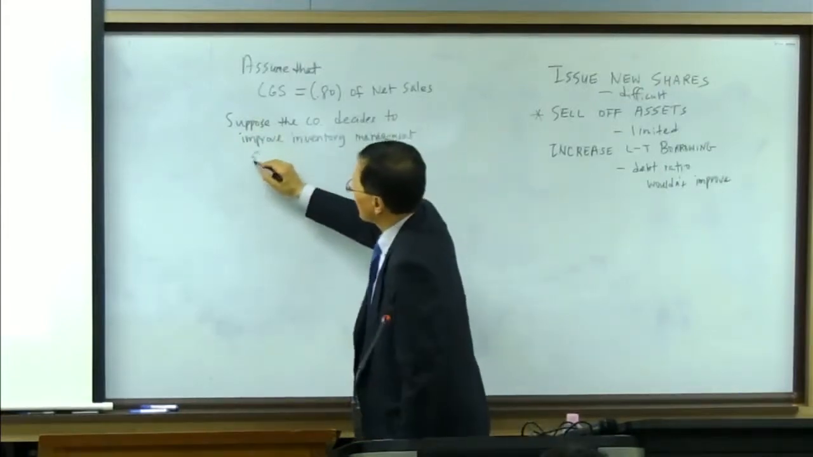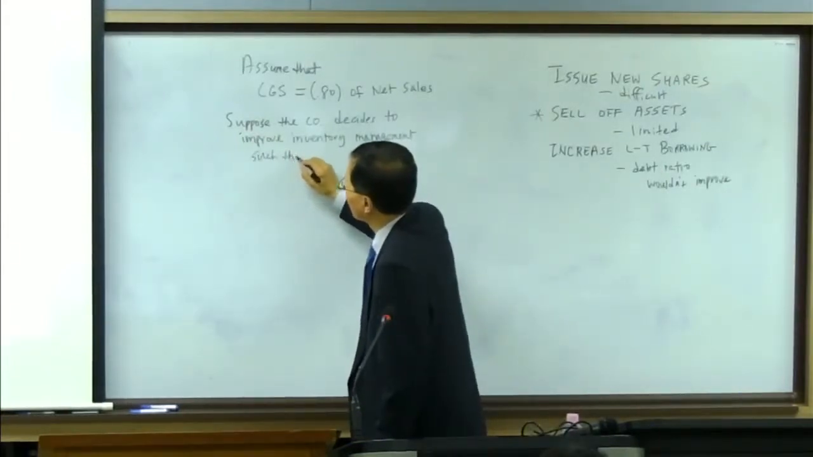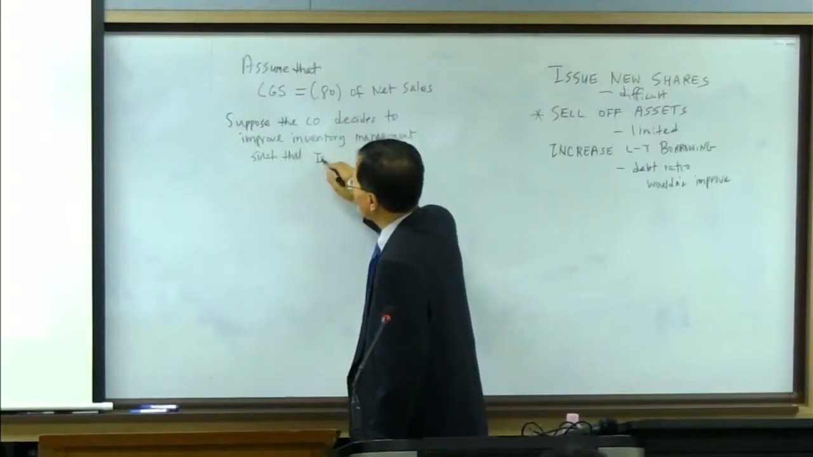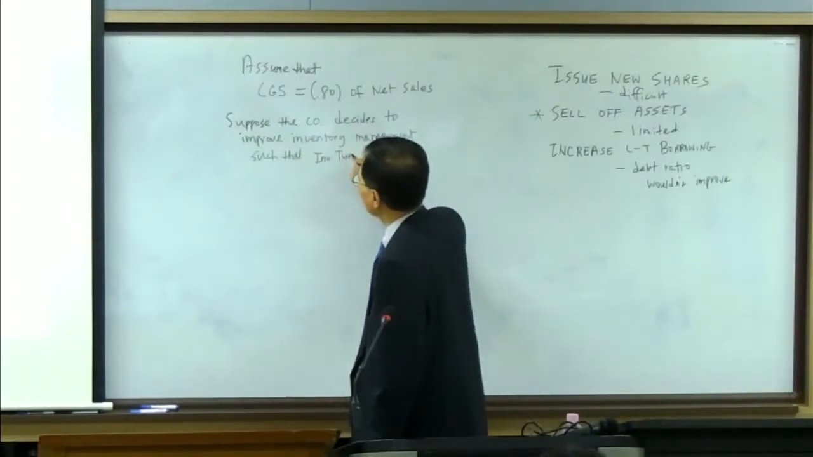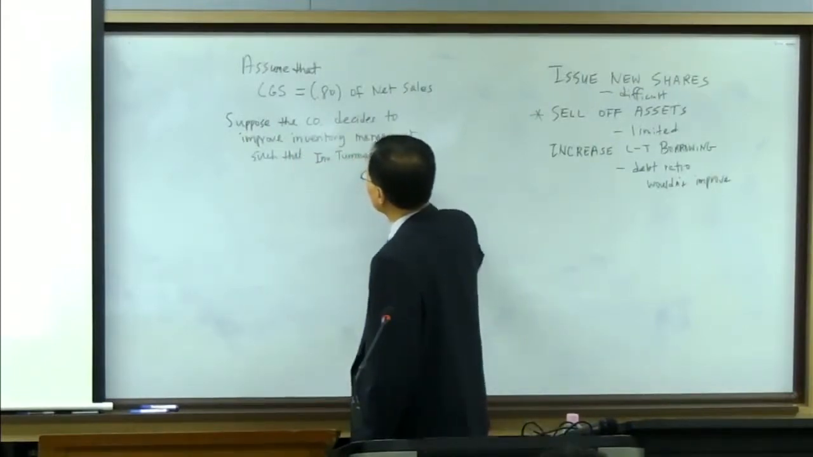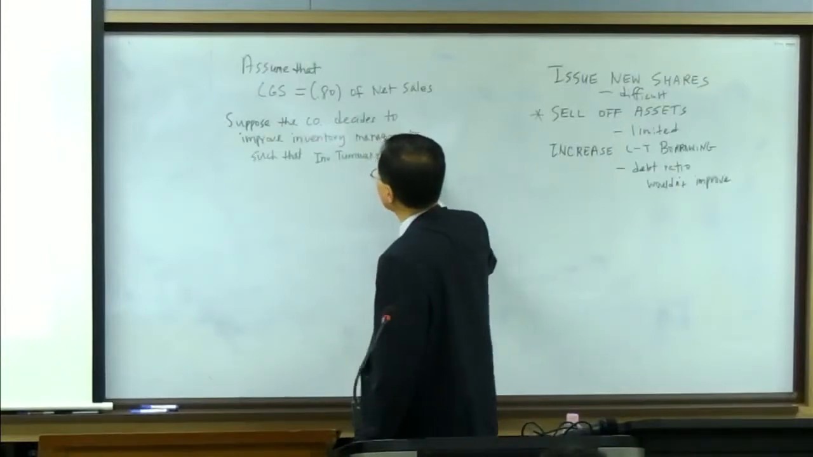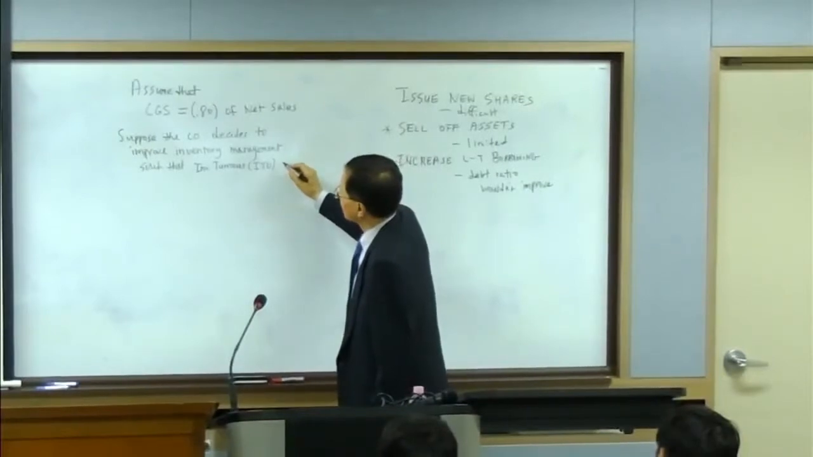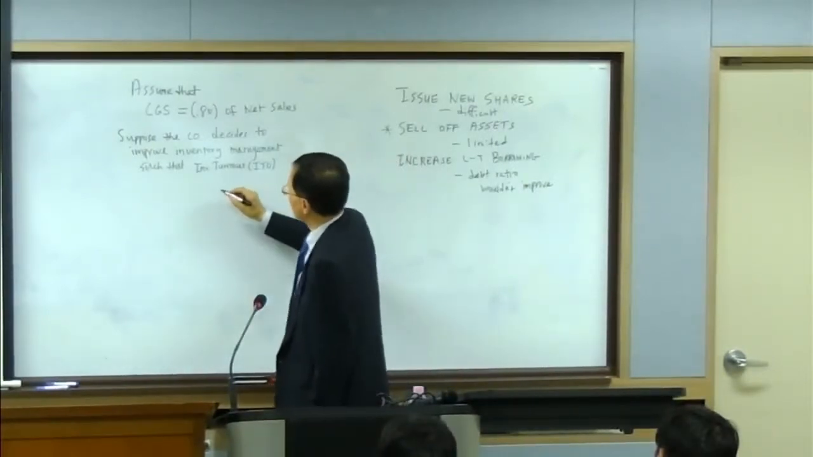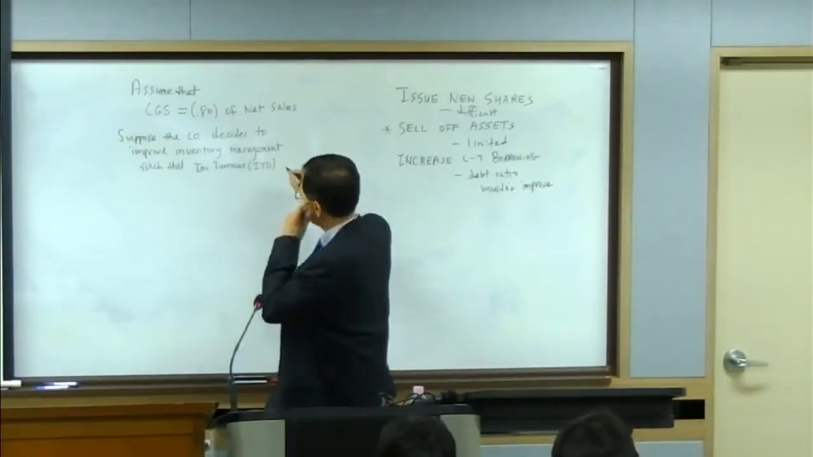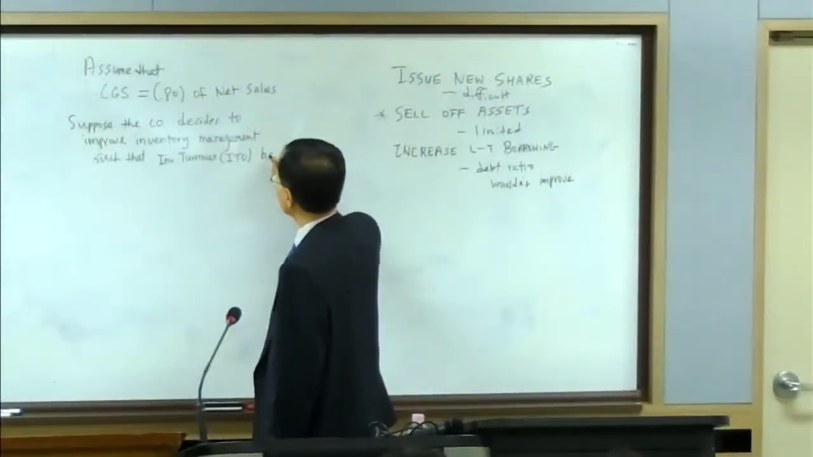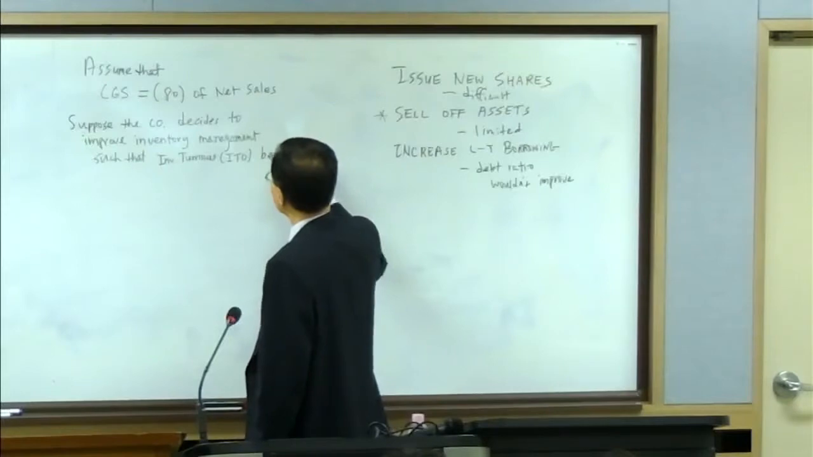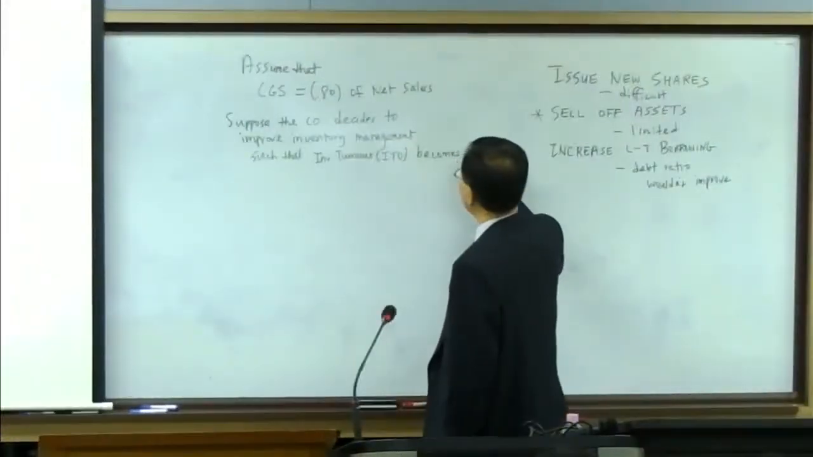Such that inventory turnover, ITO, becomes 5.